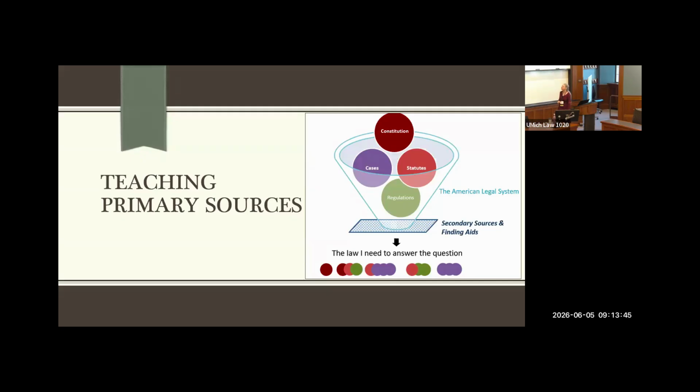This is called a visual syllabus. When I was at Illinois, I went to the Center for Innovation in Teaching and Learning, and the instructional designer said, draw me a picture of the big idea of your class. So this is it. We're making coffee. We put the primary sources in, the container is the American legal system, and the filter is secondary sources and finding aids, and what comes out the bottom are the relevant legal research materials you need out of the thousands that are available, that are the ones you need to answer your question.